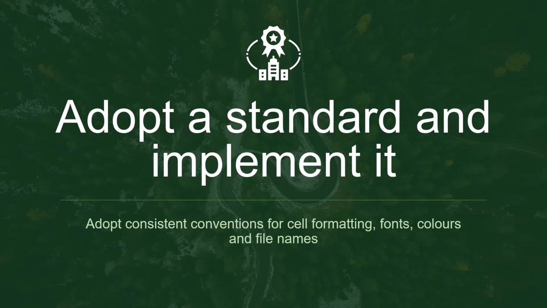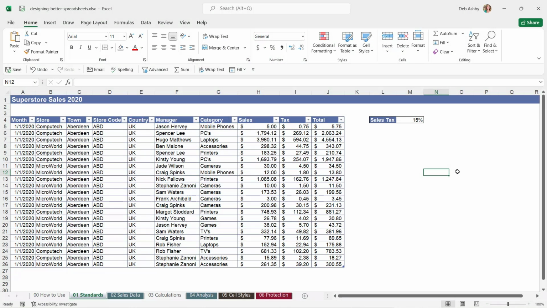So this relates to adopting a consistent convention when it comes to things like cell formatting, fonts, colors, and file names. It might be that you work at an organization that has branded colors, and so the colors that you're using in your spreadsheet need to be from a specific palette. Whatever colors you choose to use, make sure that they are appropriate for the type of spreadsheet that you're putting together. They add to the data and don't distract. And you use color consistently across your spreadsheet, and it doesn't end up looking like a rainbow.